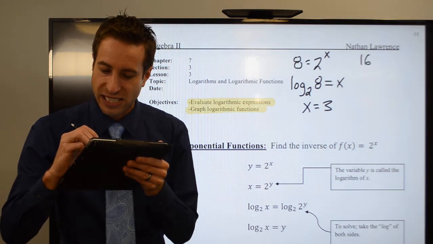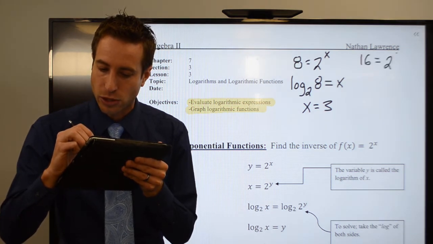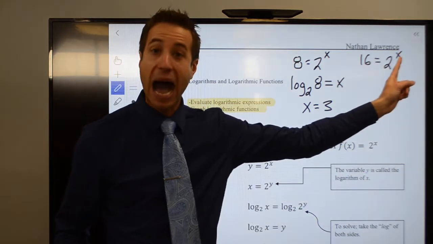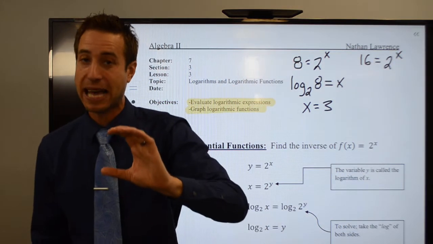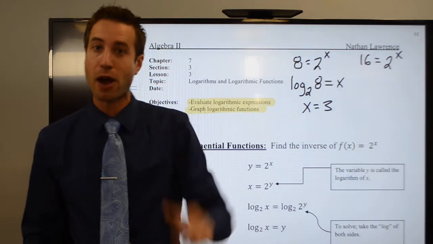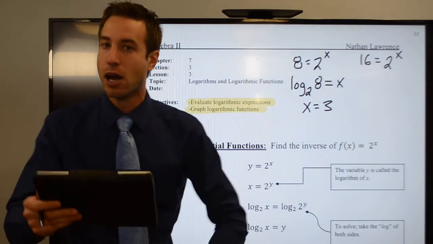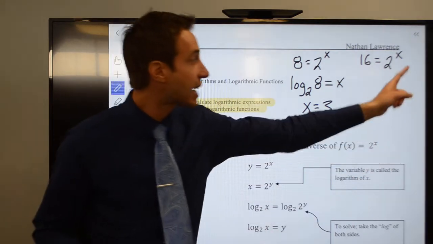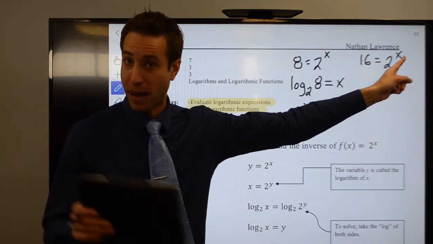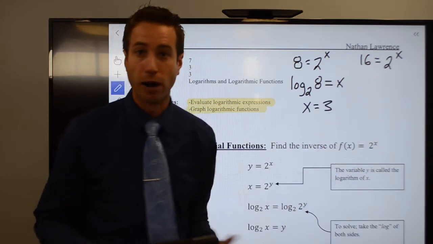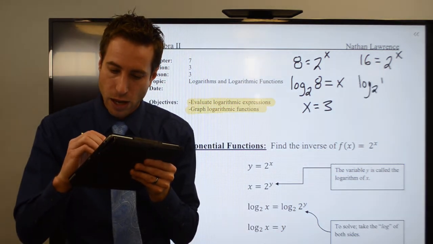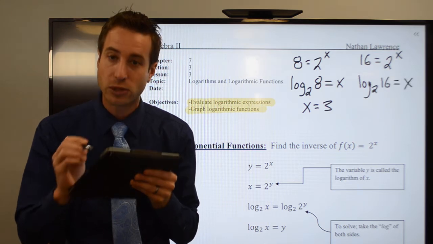What if I give you 16 is equal to 2 to the x? Again, you need to figure out what power do I need to raise that base of 2 to, what does that power need to be to get me 16? Well, guys, you're taking a logarithm. You're trying to solve for the exponent, and this exponent is the logarithm, by definition, it's the logarithm of 16. So I will do a log base 2 of 16 is equal to x.